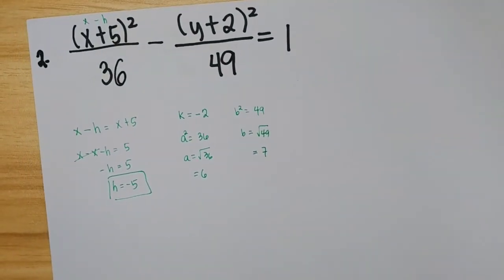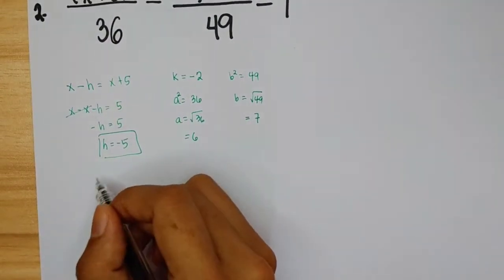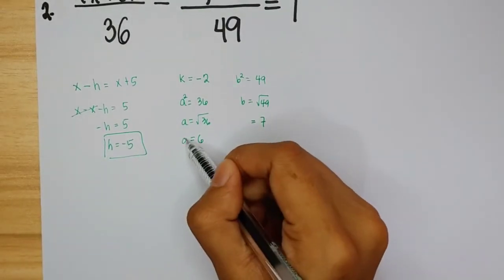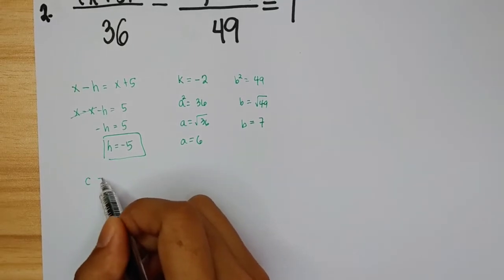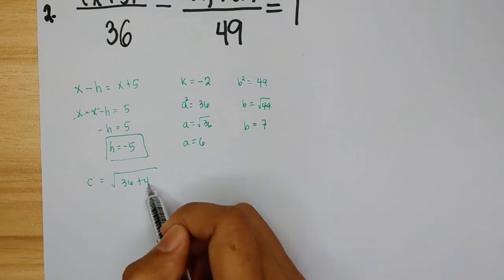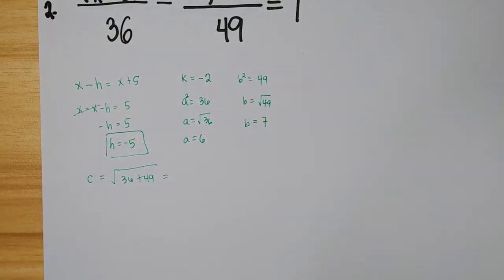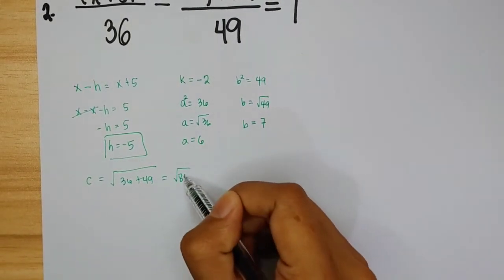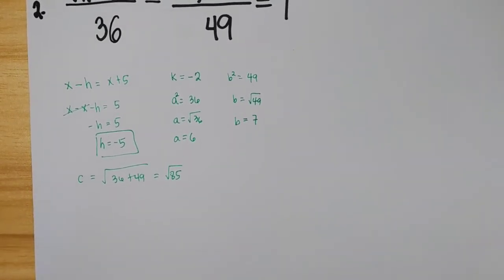So, meron na tayong mga values. So, we have here our h, we have our k, we have here our a and our b. So, this is our a, this is our b. Okay, then, let's solve for c. c is equal to square root ng 36 plus 49. That is equal to square root of 85. Okay, meron na tayong values.